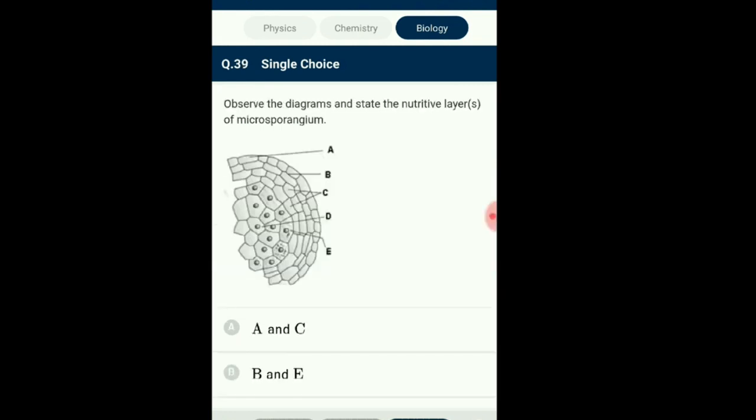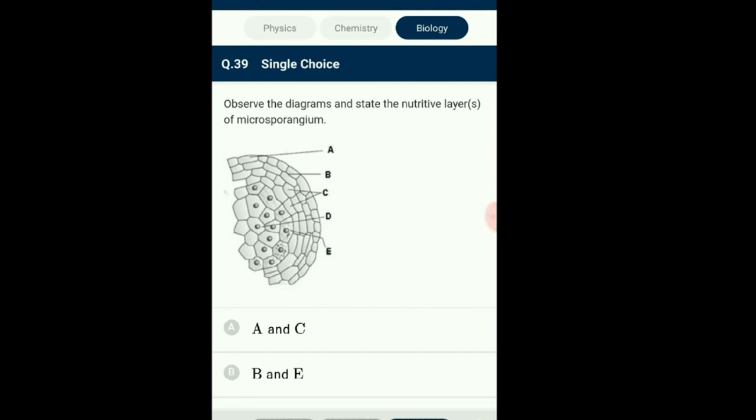Question number 39. Observe the diagram and state the nutritive layers of microsporangium. In the anther cross section, label E, tapetum, the innermost wall of the anther, and it is the nutritive layer nourishing the developing pollen grains. Label D, microspore mother cell, it has the potential to form microspore via microsporogenesis.